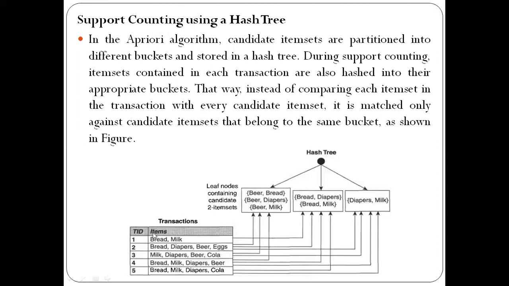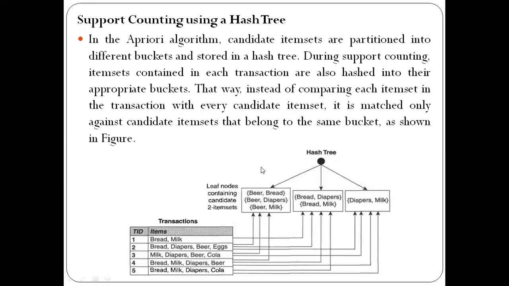Here, bread and milk will be matched with the second bucket of the hash tree, because it is the bucket containing that item set. We will not compare bread and milk with the first bucket. In the same way, bread and diapers will be compared with the second bucket, because it is present in the second bucket of the hash tree. Then if we consider beer and bread, it is present in the first bucket, so the comparison will be done with the first bucket. It will not be compared with the second and third bucket. Like that, we will be reducing the number of comparisons.